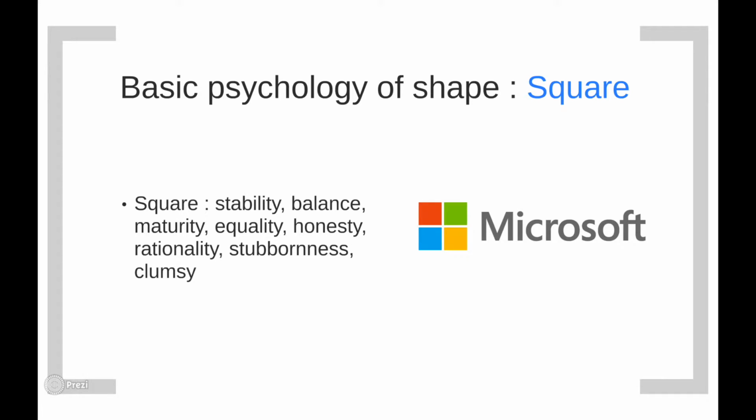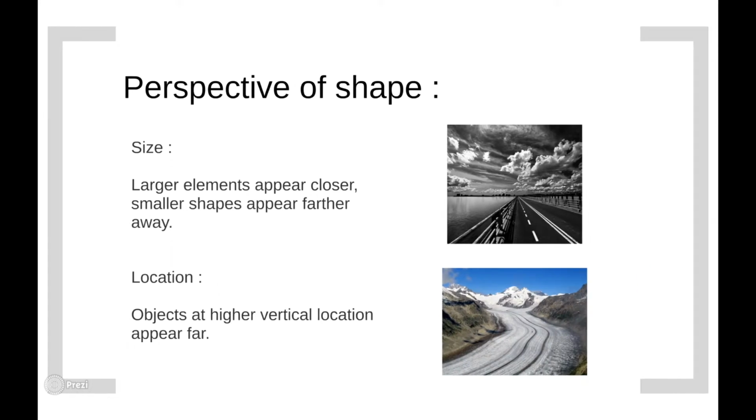However, a square also implies stubbornness and clumsiness. It's just like Microsoft always reminds their users to update to Windows 10 at every moment. I'm just kidding. In addition, I previously mentioned that designers use shapes and lines to direct the eye through the design.